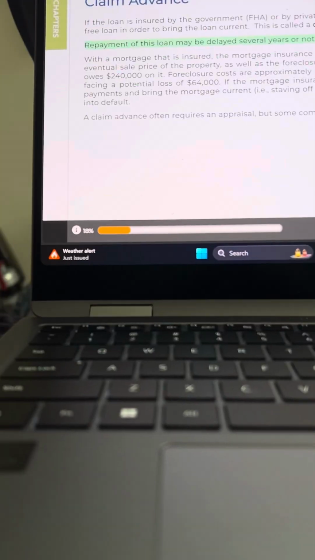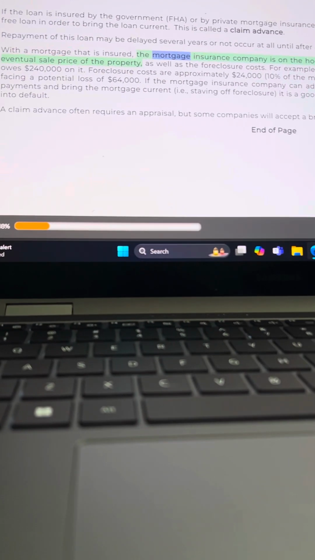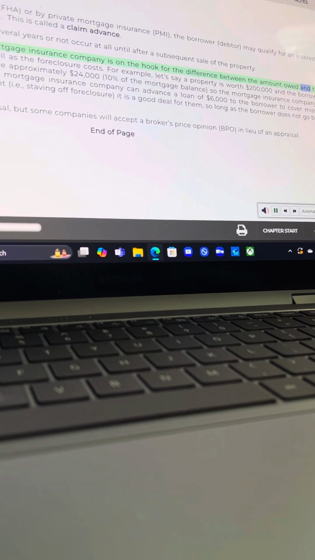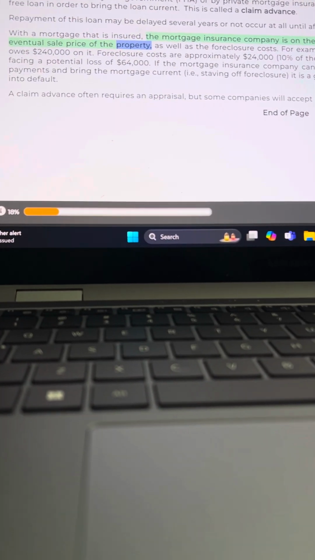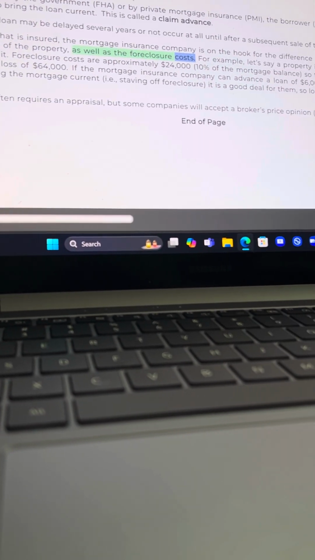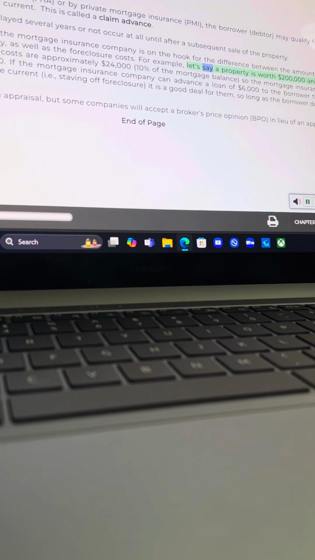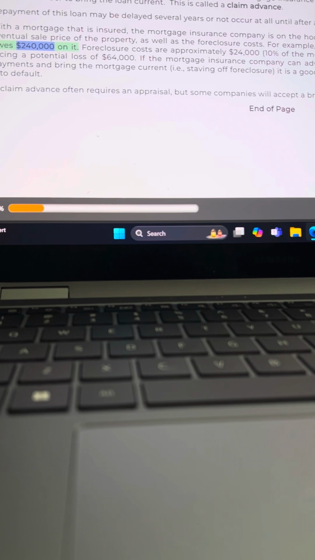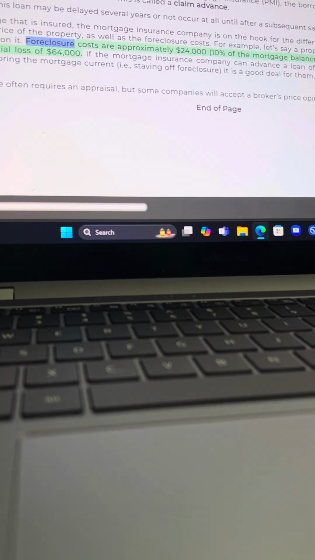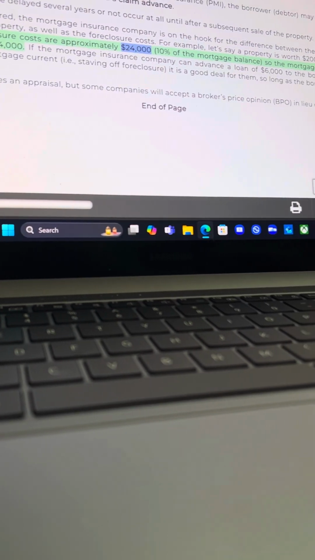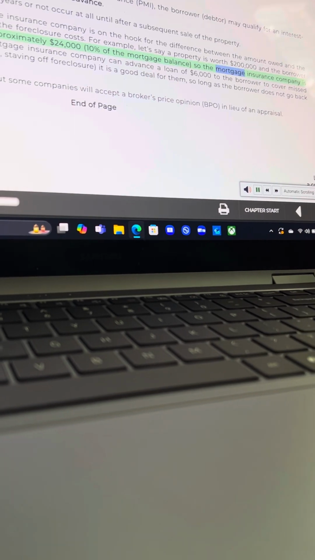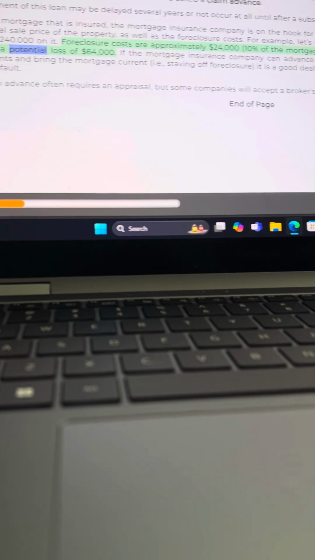With a mortgage that is insured, the mortgage insurance company is on the hook for the difference between the amount owed and the eventual sale price of the property, as well as the foreclosure costs. For example, let's say a property is worth $200,000 and the borrower owes $240,000 on it. Foreclosure costs are approximately $24,000, 10% of the mortgage balance, so the mortgage insurance company is facing a potential loss of $64,000.